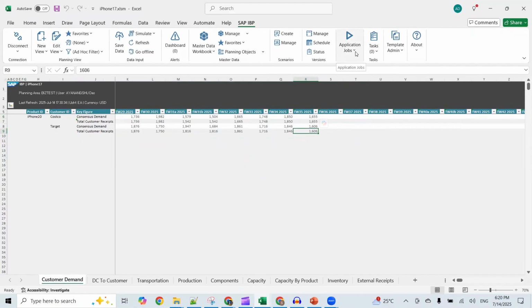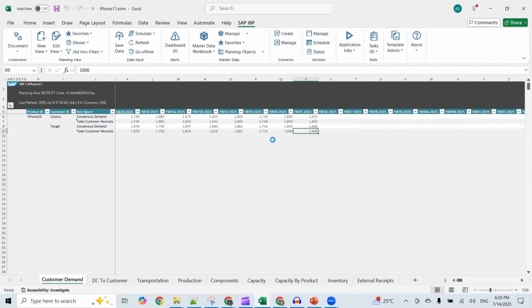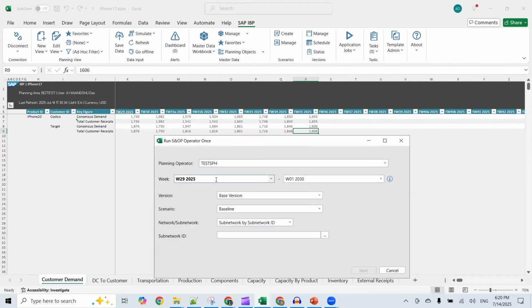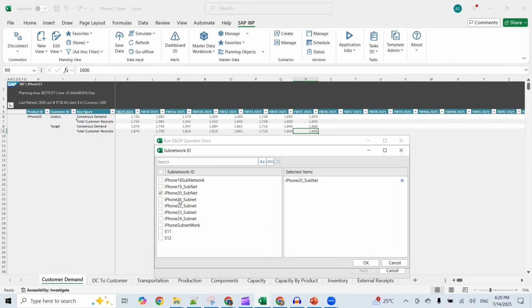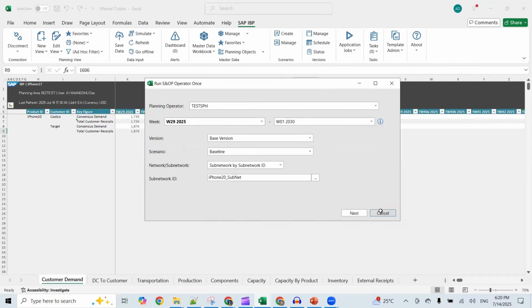And before I look at the results, we see how to run the application jobs, whether it is heuristics or the optimizer. So we go to application job, and there is an S&OP operator, and we click on run, and then we select the algorithm that we want to run, and then we select the window or horizon over which we want to run, and then we select the network on which we want to run the optimization, right?